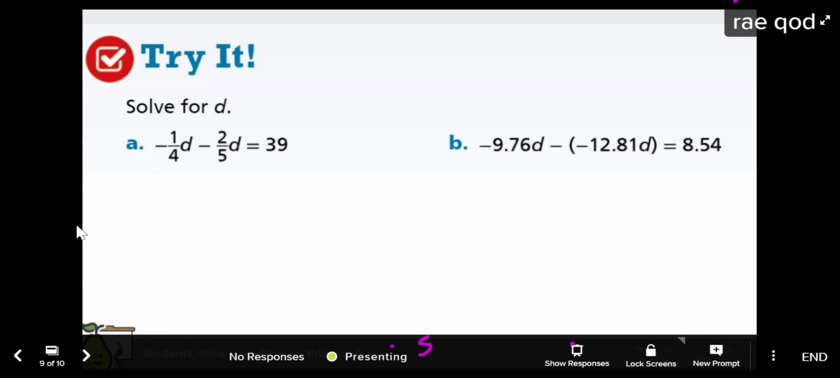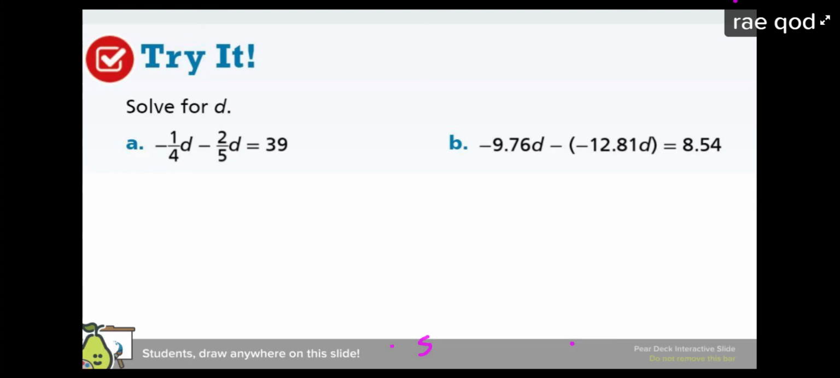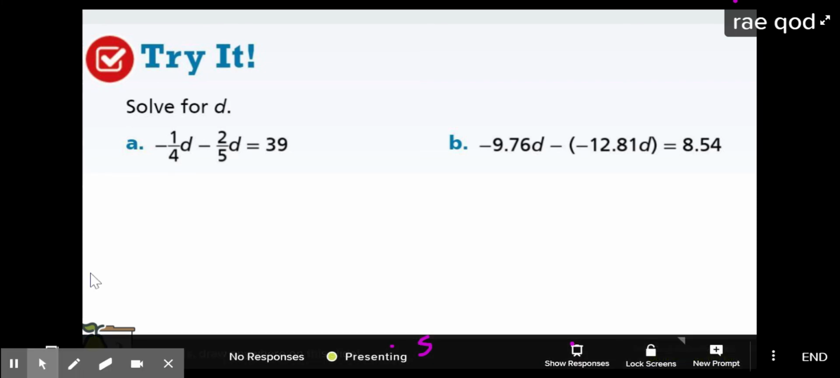All right, now solve these on your Ed puzzle, and then I will go over them. Okay, so let's go over them. This one is combining a lot of different stuff.